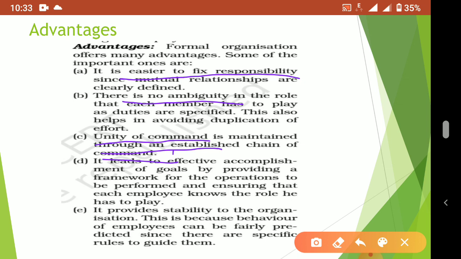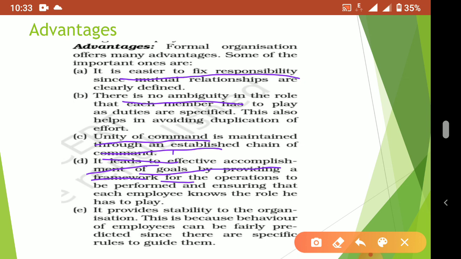Then it leads to effective accomplishment of goals by providing a framework for the operations to be performed and ensuring that each employee knows the role he has to play. Yes, so we can effectively accomplish the goals. So already all people are well aware about what roles they have to play. So it is very easy to achieve the organizational objectives.